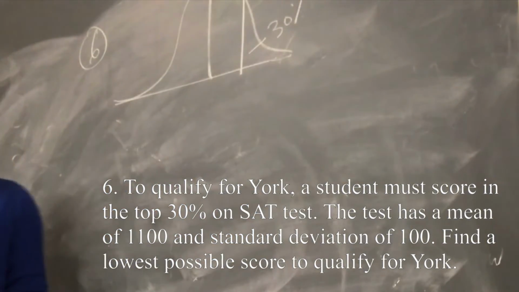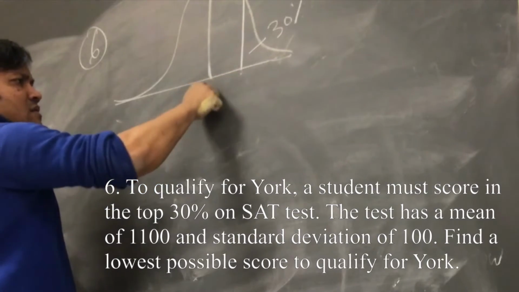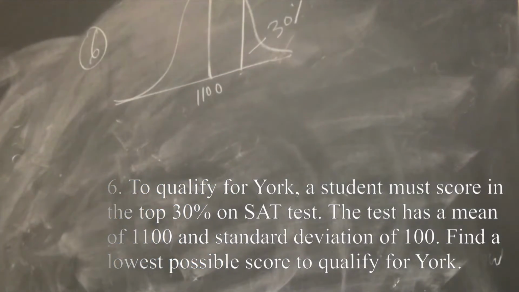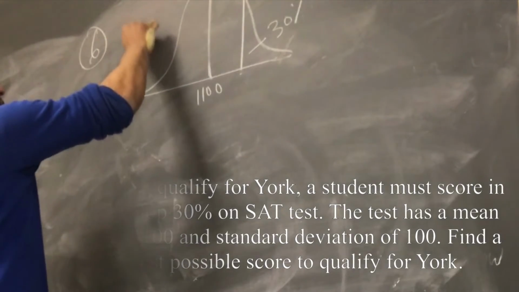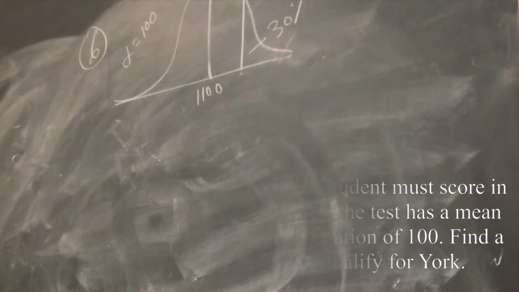30%. The test has a mean of 1100 and a standard deviation of 100. Find the lowest possible score to qualify for your college.